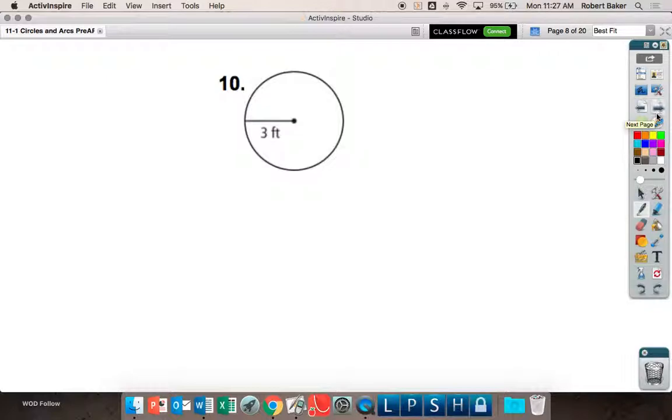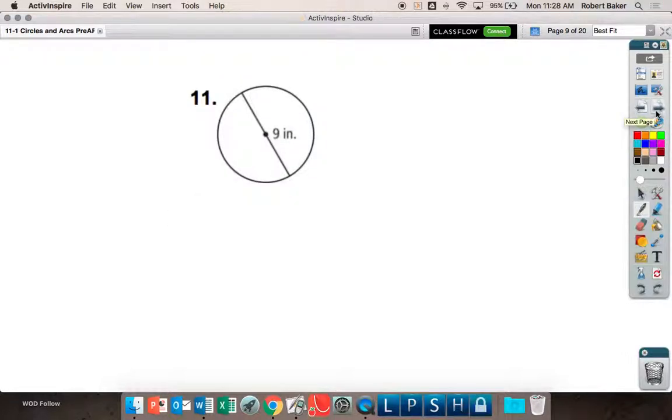Okay, super complicated. What is the circumference of this circle? 6 pi. Again, right, this is step 2 of a multi-step process. 6 pi is the circumference. What is the circumference of this circle? 9 pi. Okay, because I have a diameter now.